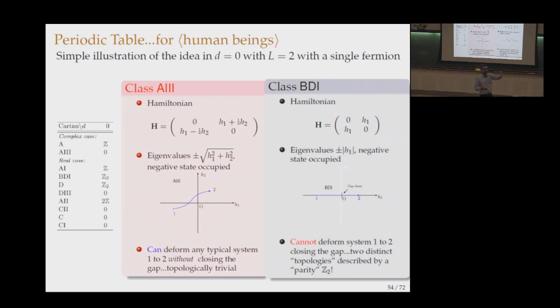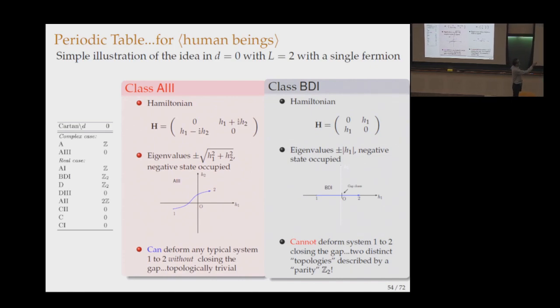So the simplest thing is to look at a molecule, right? A molecule is something in 0 dimensions which has 2 sites, that's the simplest molecule you can construct. And I'm going to put a single fermion in this molecule. So what I'm showing you here is topology right in front of you.